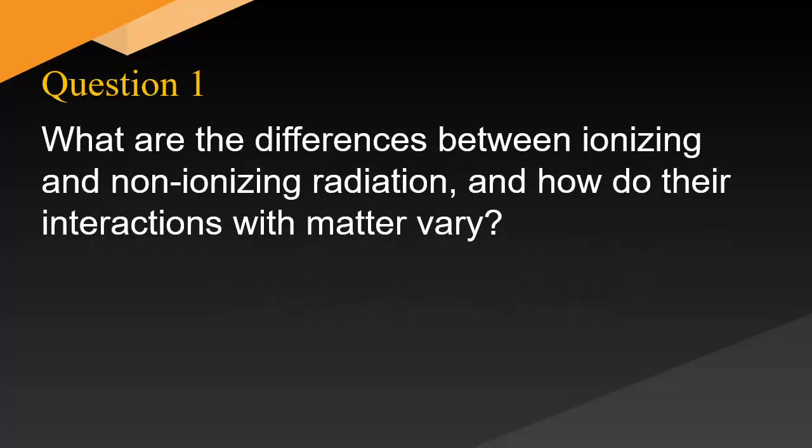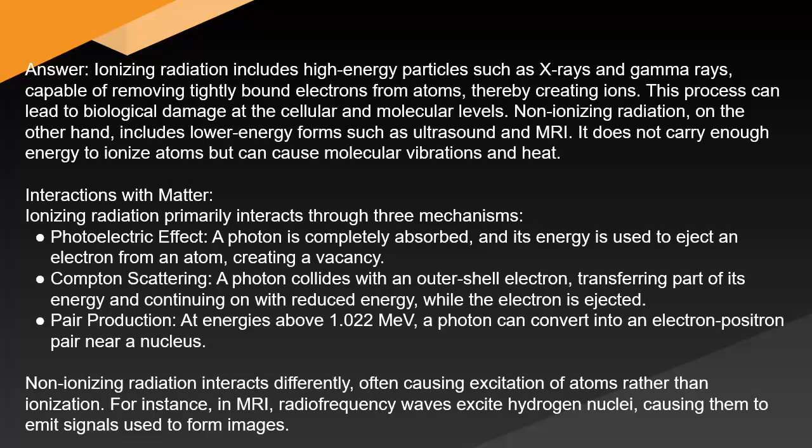What are the differences between ionizing and non-ionizing radiation, and how do their interactions with matter vary? Answer: ionizing radiation includes high-energy particles such as X-rays and gamma rays capable of removing tightly bound electrons from atoms, thereby creating ions. This process can lead to biological damage at the cellular and molecular levels.